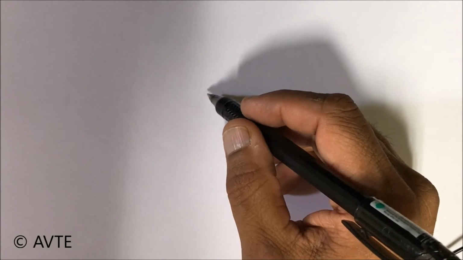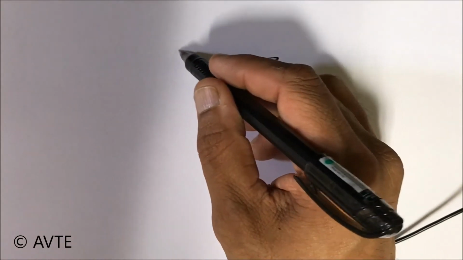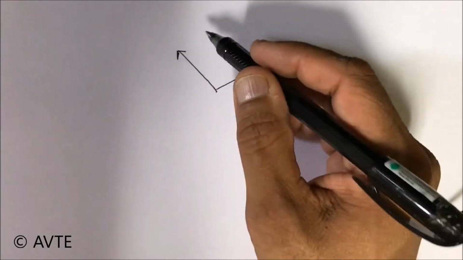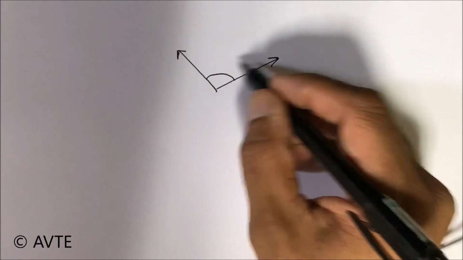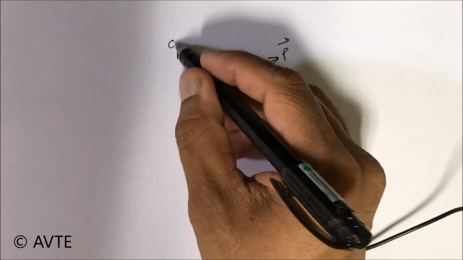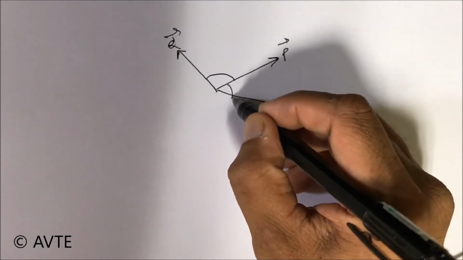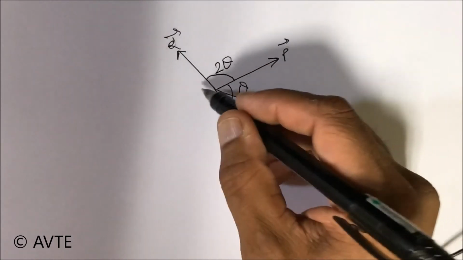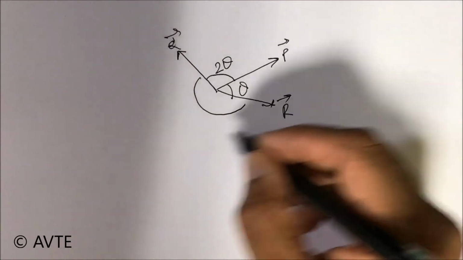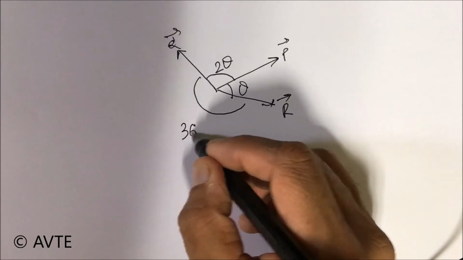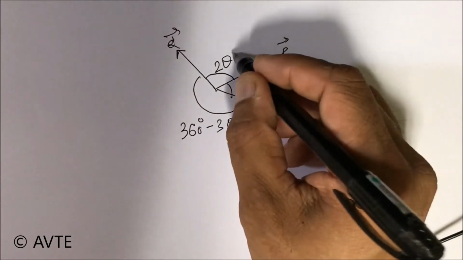The angle between P and Q is double the angle between P and R. So if I take this as P, this as Q and this as R, and this angle is theta, then this is 2 theta. And the angle between Q and R will be 360 degrees minus 3 theta. So now applying Lami's theorem.